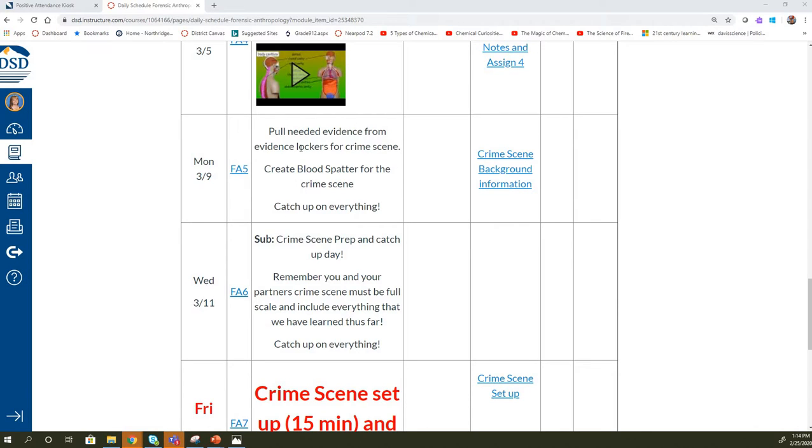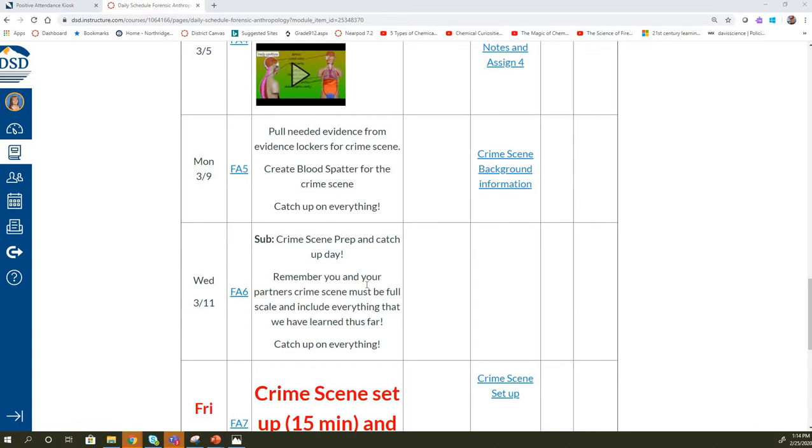After that, you'll notice down here on the 9th, which is a Monday, this is where you're going to pull together from the evidence lockers things that you need for your crime scene. Remember, we're doing it in pairs. So we're going to have 5 groups of 2. So just 2 in a group, no more than 2 in a group. Okay, you're going to set up a crime scene. You're going to give me your crime scene background information. That's like we normally would have done. Okay, but there's some different things, so make sure you look at the rubrics.